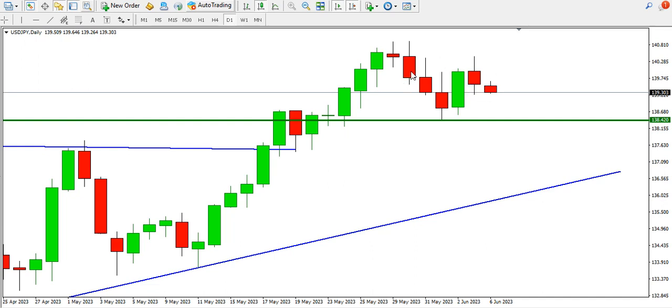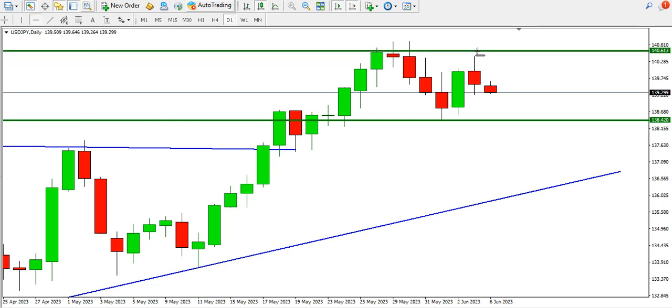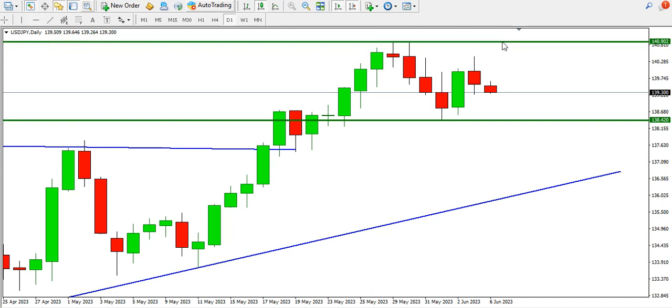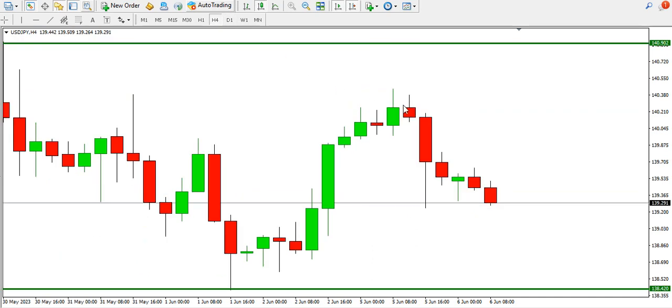On the daily time frame, price of USDJPY is currently ranging, and the range bottom is at that 138.420 level. The range top is around the 140.9 level. So we might see price continue to range for now. Same thing with the 4-hour time frame.